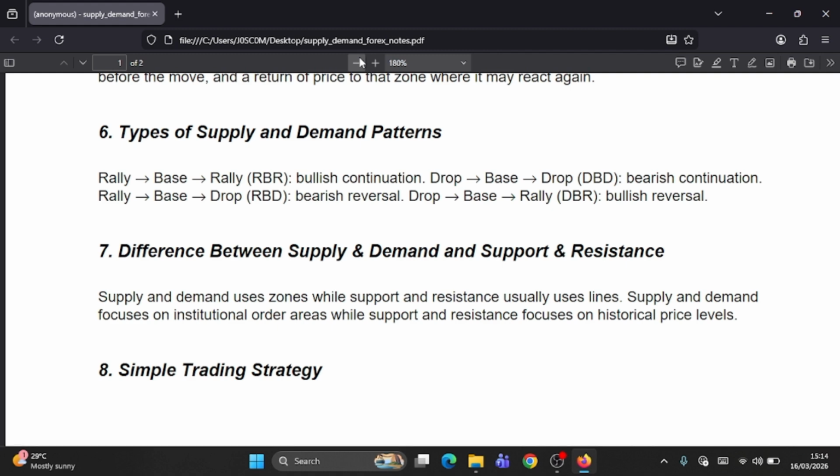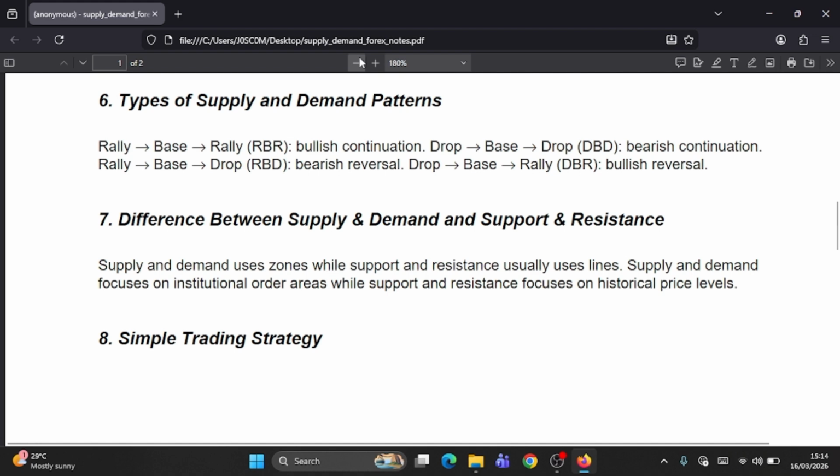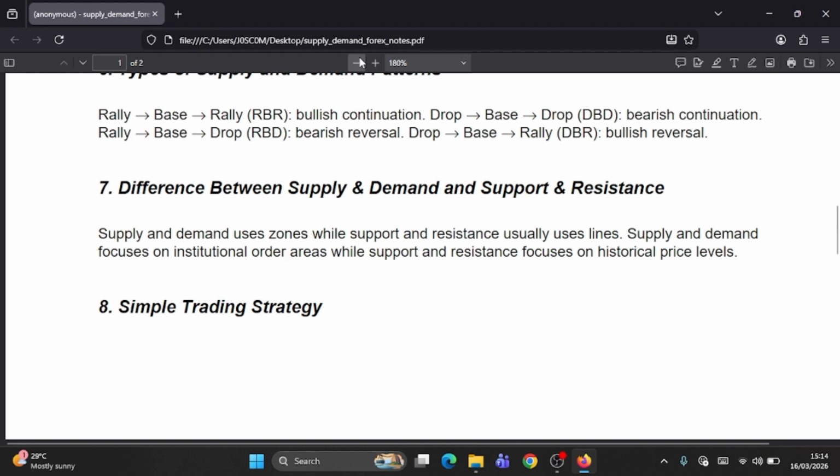The types of supply and demand patterns: we have the rally base rally, the bullish continuation; then we have the drop base drop, the bearish continuation; then we have the rally base drop, the bearish reversal; and also the drop base rally, the bullish reversal. I'll be showing you those patterns on a real chart.